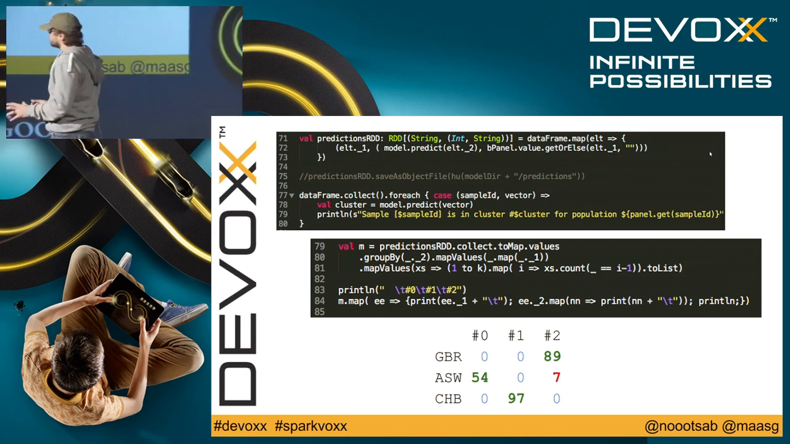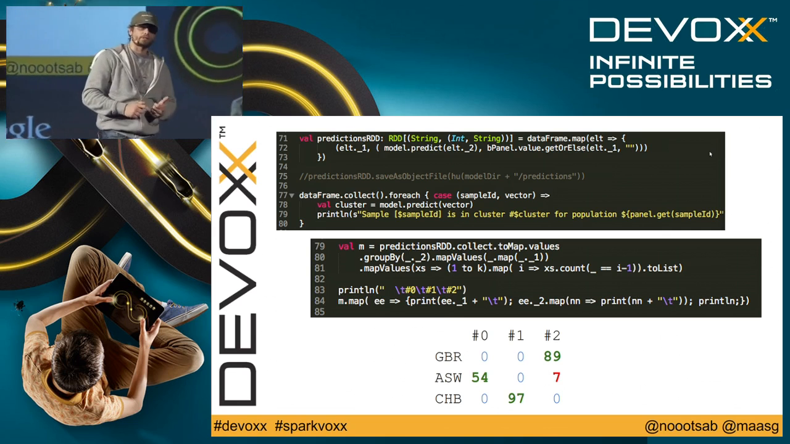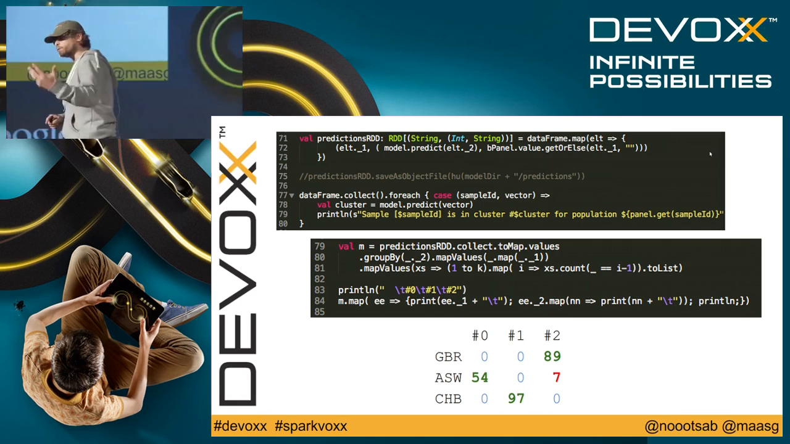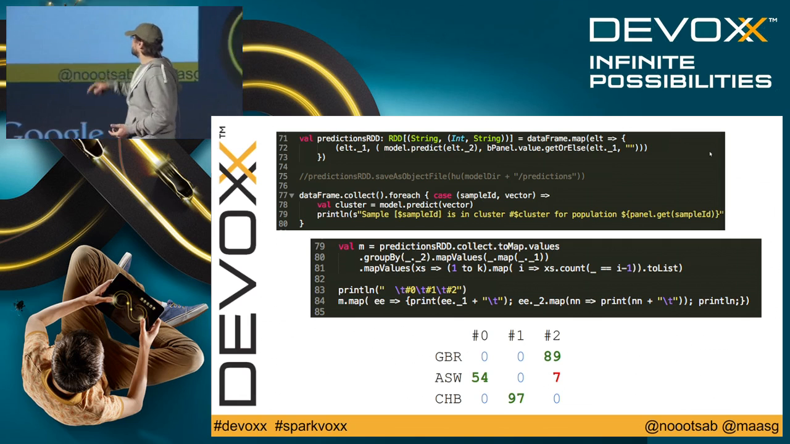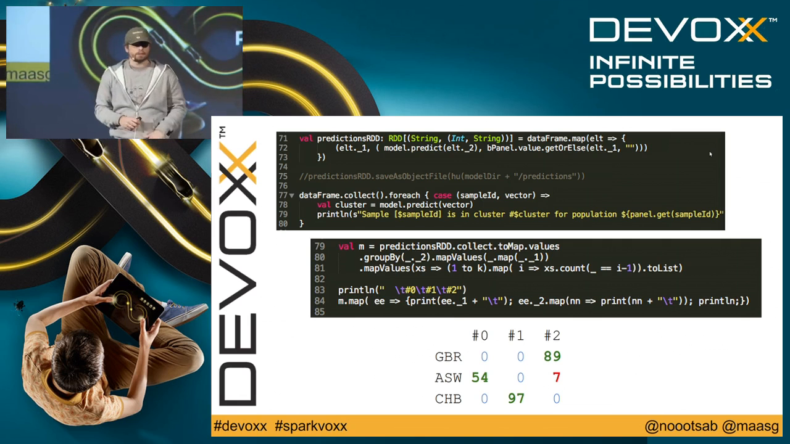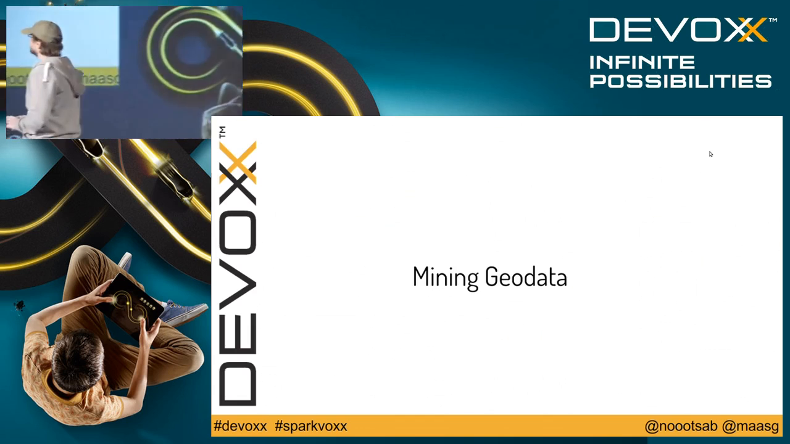With 40 lines of code, we end up with all the data loaded in our HDFS cluster, Spark cluster, apply some predictions, which was a k-means, by the way, and we end up with some fancy tables like these that was predicting more or less the different populations quite easily. The other one is Geo Data.